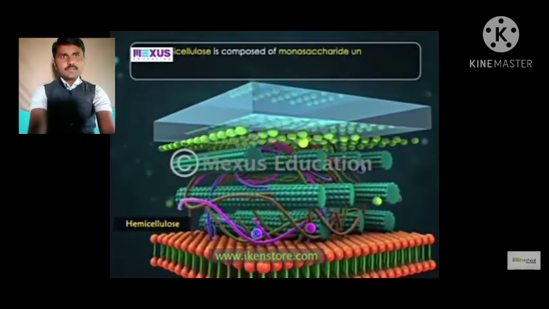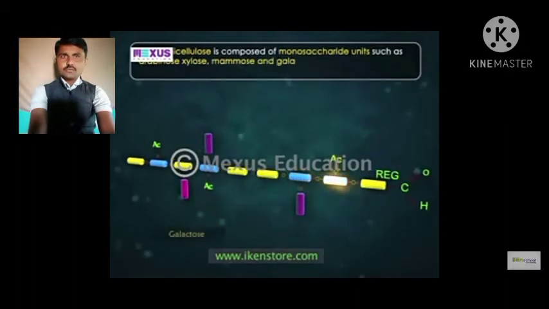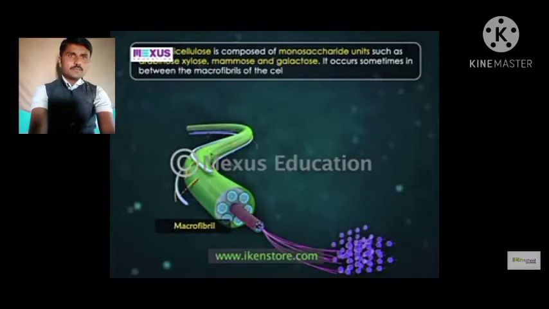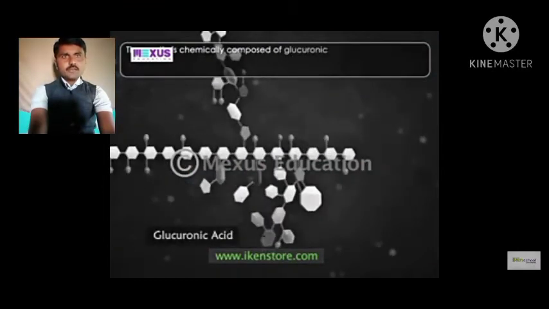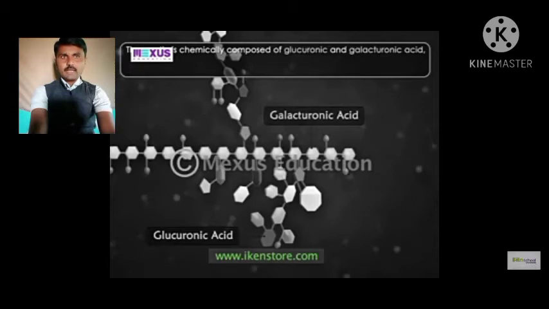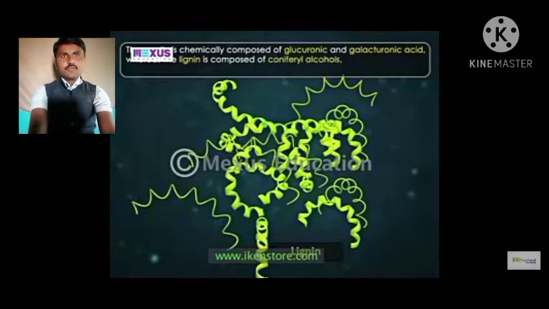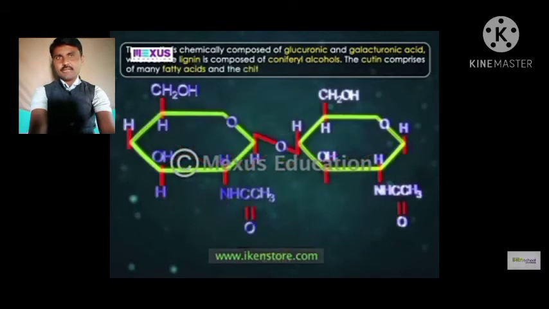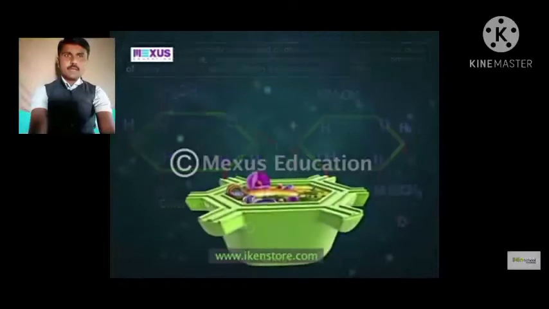The hemicellulose layer is composed of monosaccharide units such as xylose, mannose and galactose. This is the link sometimes between the microfibrils of the cellulose. It has been observed, chemically composed of glucuronic and galacturonic acid. Lignin is composed of quaternary alcohols. The cutin comprises many fatty acids, and the chitin is a polymer of glucosamine.